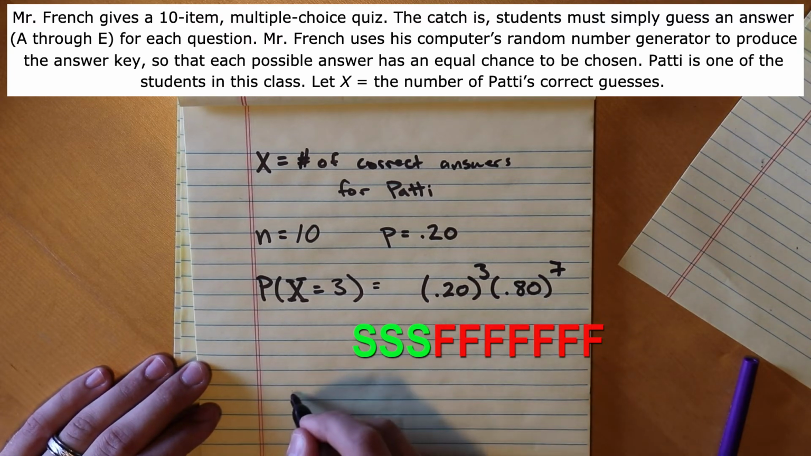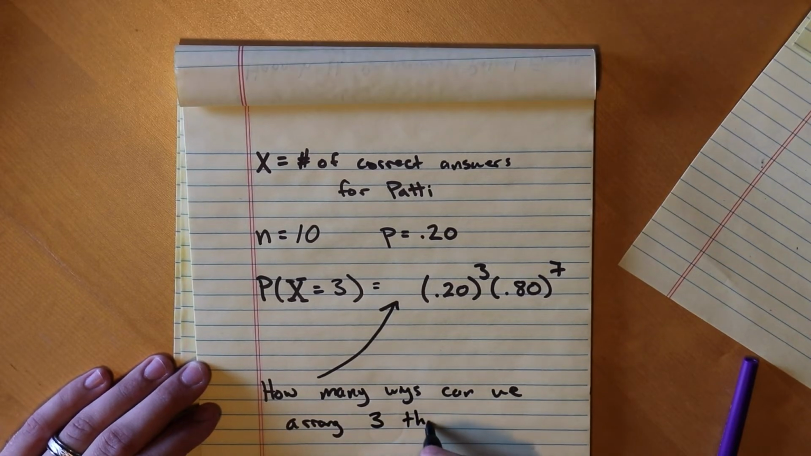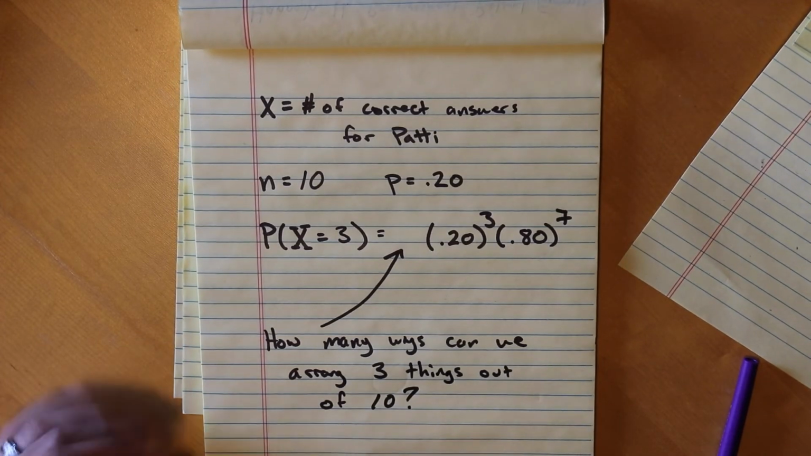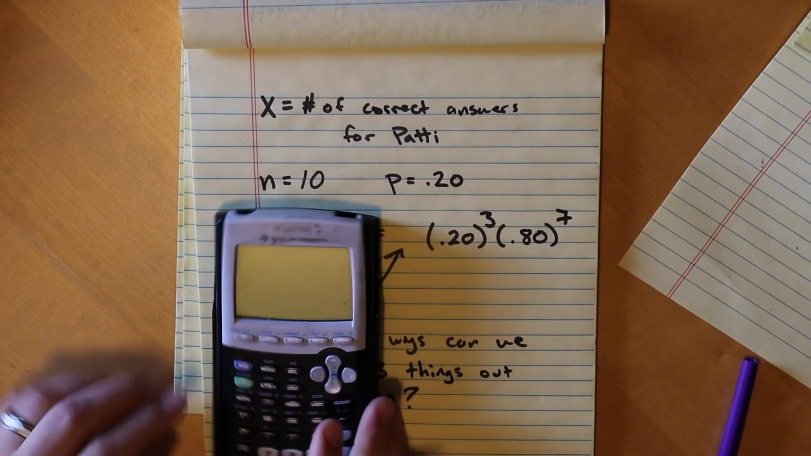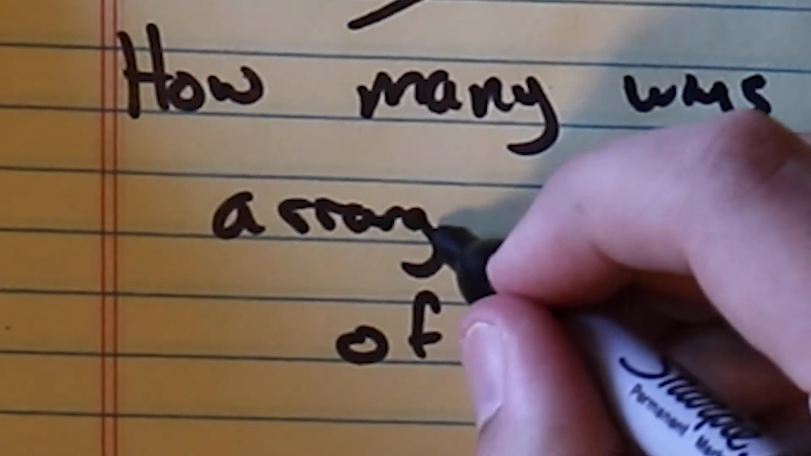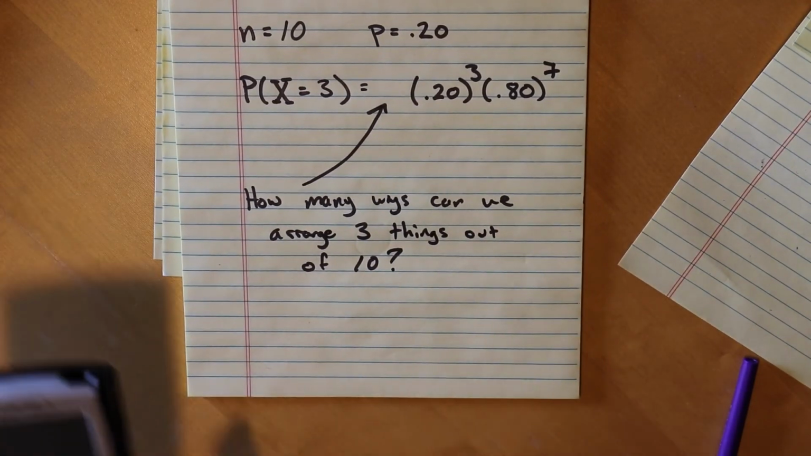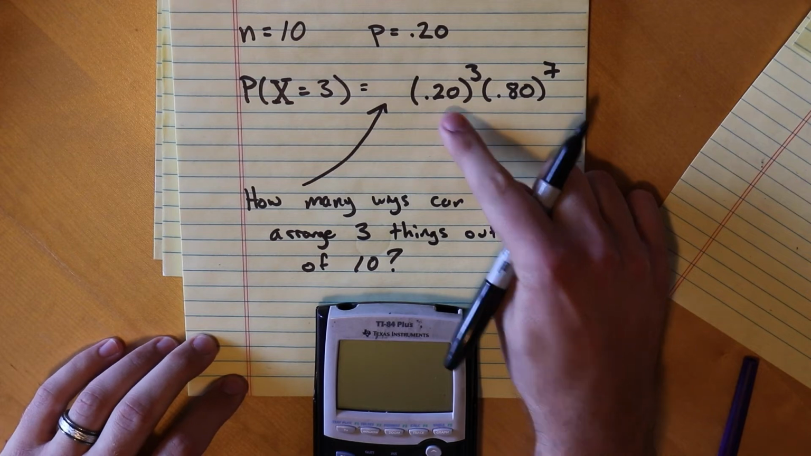In other words, how many ways can we arrange 3 things out of 10? I'm going to show you how you can use your calculator to get this number. So how many ways can we arrange 3 things out of 10? Because we're going to arrange these 3 successes out of the 10.